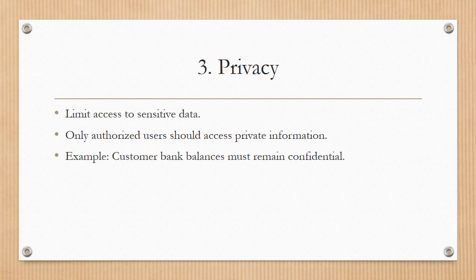Third one is privacy. The term privacy means controlling the distribution of data with respect to people. It deals with data safety and protection in terms of owners, employees, and customers. It keeps the data accurate, limiting access to it for the sake of privacy. For example, the bank balance of one customer must not be exposed to another customer.